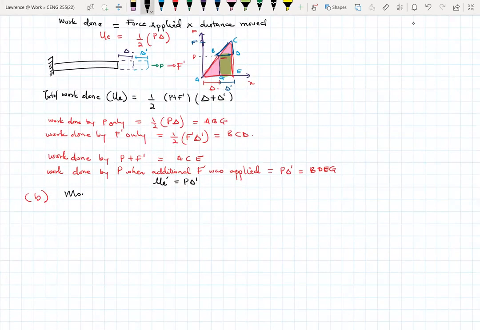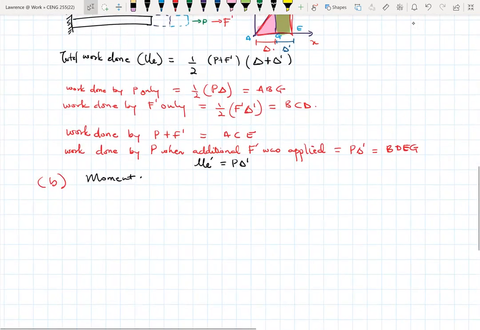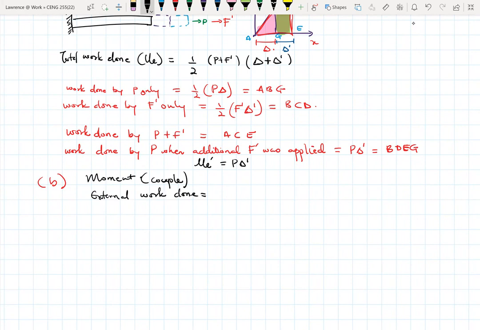Okay. So now let's look at the second case, B, where we have moments. If we have a couple of moments, or a moment couple, depending on how you want to look at it, the external work done will be equal to the moment applied times the angle through which the moment rotates.